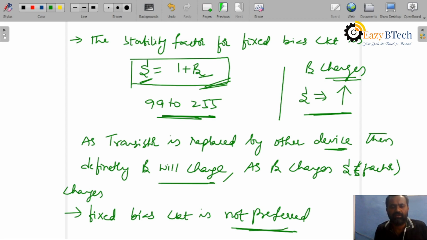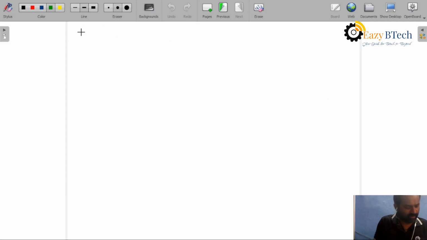Okay, now we will discuss a small example with a problem, and we will discuss how the stability factor is found for this fixed bias circuit. Okay students, we will take a small example.